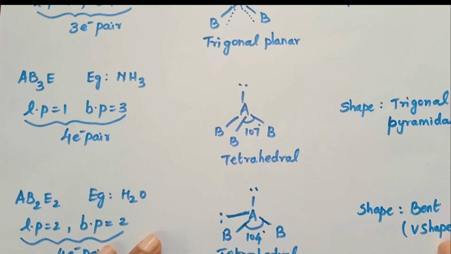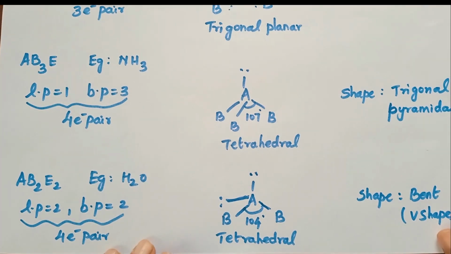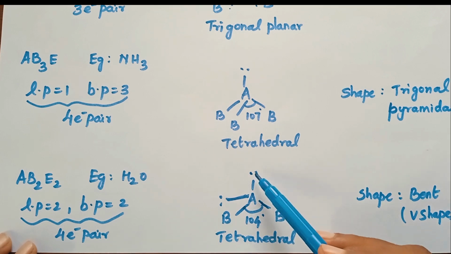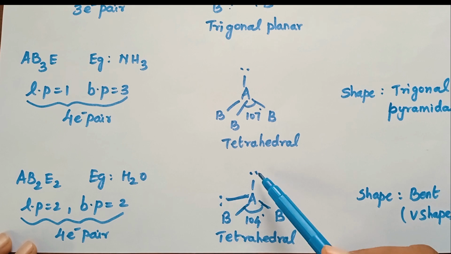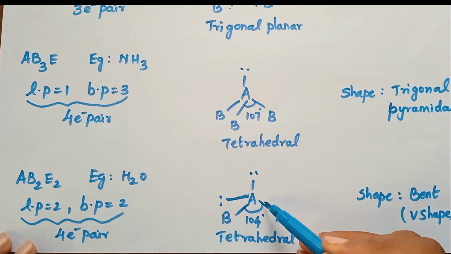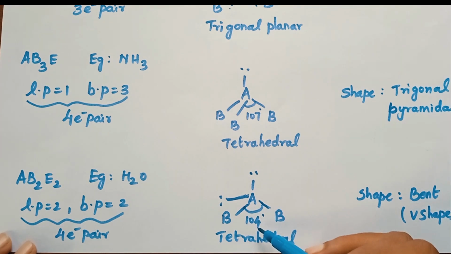Next we will see AB2E2. Example for this is H2O. Here the lone pair is equal to 2 and the bond pair is equal to 2. Totally 4 electron pairs. In this type of molecule we have two lone pairs and 2 bond pairs. Here also it forms a bent shape and the angle between the 2 bond pairs is 104 degrees.